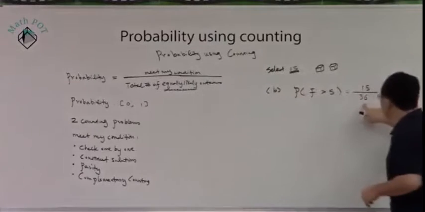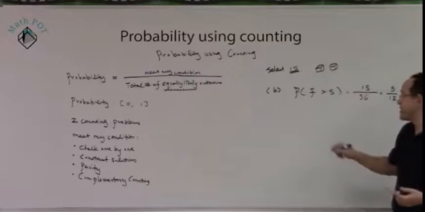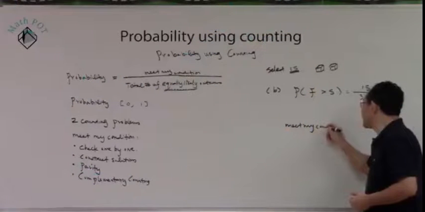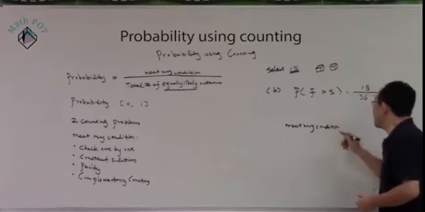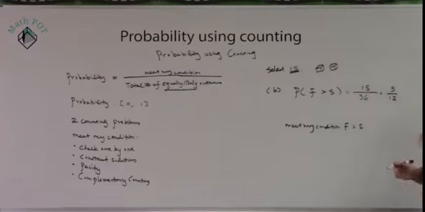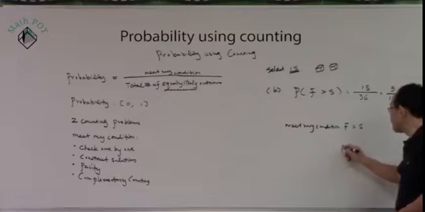Let's see, the total outcome is still 36. The only thing is we try to figure out the minimum condition. So the condition is not sigma. So first number is greater than the second number. So use your imagination. How many outcomes satisfy first number is less than the second number?